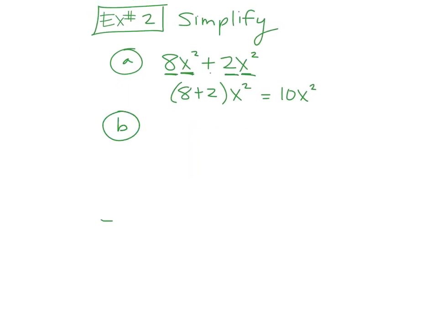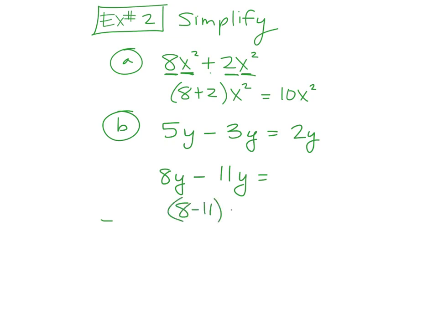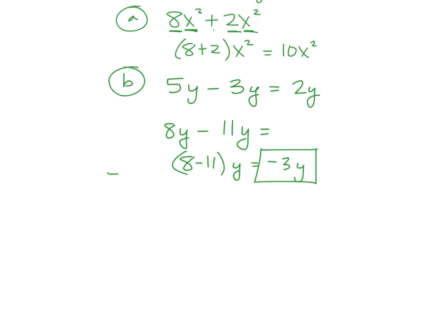All right, so let's say you have 5y minus 3y. Essentially what you're doing is 5 minus 3 and attaching your variable to that. So what would that be? That would be 2y. Okay? What if it was 8y minus 11y? What would that be? Not 3y, negative 3y, right? So 8 minus 11, and then attach your y. Well, 8 minus 11 is negative 3, so that would be negative 3y. Okay?